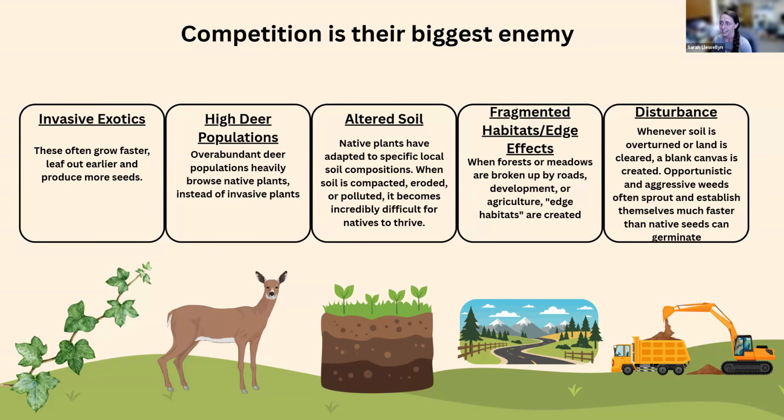And because of that, they're going to browse your native plants instead of the invasive plants, because sometimes they prefer what they know is food versus what is there. I've seen this before. You can grow honeysuckle wherever you want because the deer are not going to touch it. And if you were to plant a native honeysuckle, they'll probably browse it a little bit.